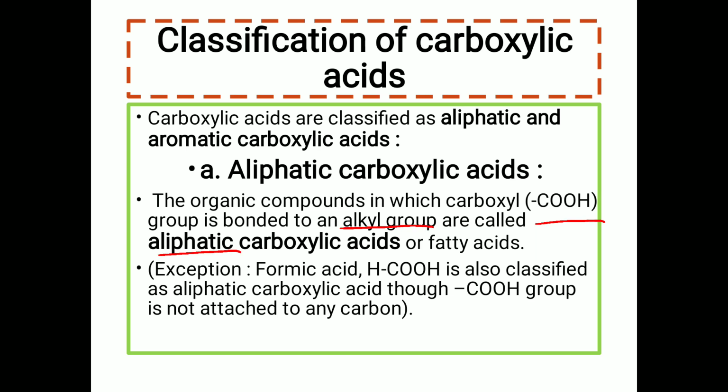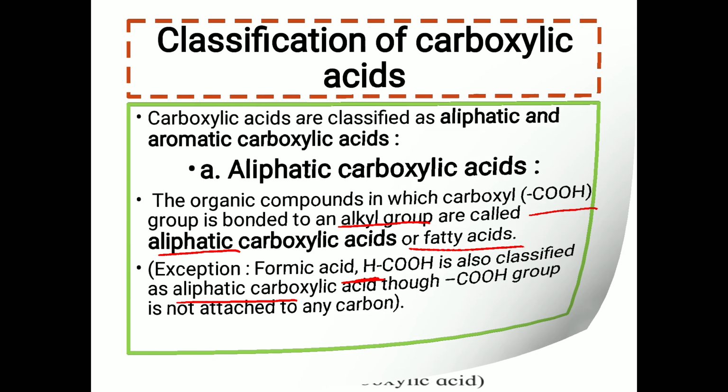This aliphatic carboxylic acid is also known as the fatty acids. The exception is formic acid, in which the carboxyl group is directly attached to H and not an alkyl group. It is still classified as an aliphatic carboxylic acid, though the COOH group is not attached to any carbon atom.